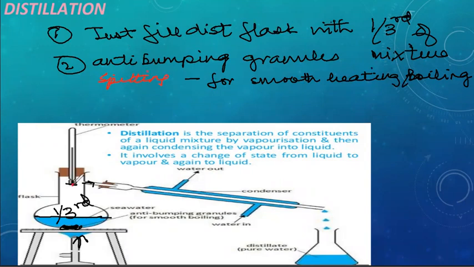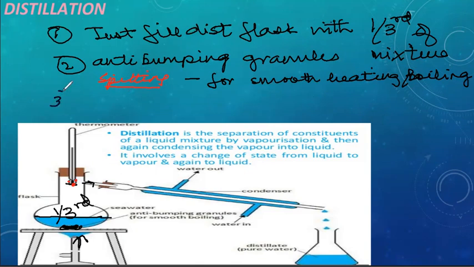So in order to avoid the spitting, we don't want the spitting to take place, because it may happen that components of B go and touch your thermometer, because of which the thermometer readings will be erratic. So in order to avoid any kind of spitting, for smooth heating and boiling, we will be using the anti-bumping granules, so that your heating is smooth.